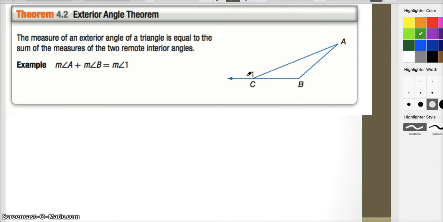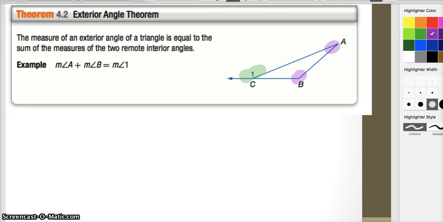So here's our exterior angle that I'm highlighting in green. It is equal to the sum of the remote interior angles, the two angles that are far away from it, that's remote from that, right? All right, so the measure of an exterior angle of a triangle is equal to the sum of the measures of the two remote interior angles. So measure of angle 1 is equal to the measure of angle A plus the measure of angle B.